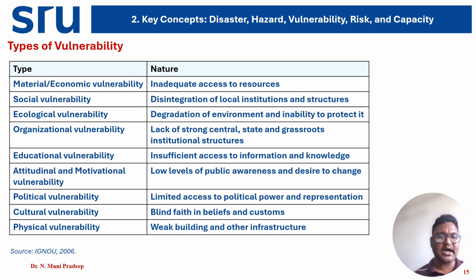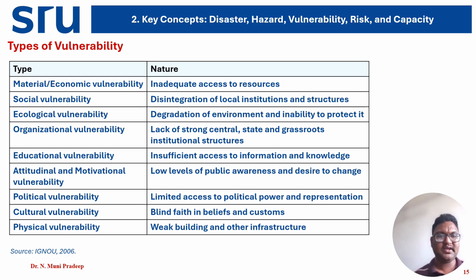And the fourth one, organizational vulnerability. This is due to the lack of strong institutional structures at the central level, state level, and grassroots level. If there is no District Disaster Management Authority, a term called DDMA, which I'll explain in the coming classes, no trained NDRF team, and no functioning emergency services, the community is organizationally vulnerable, the most vulnerable society.